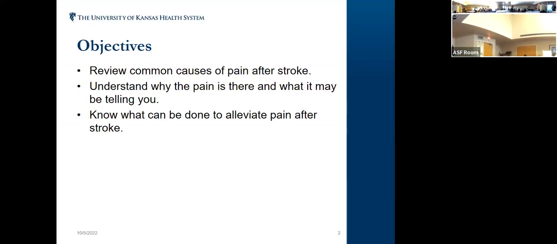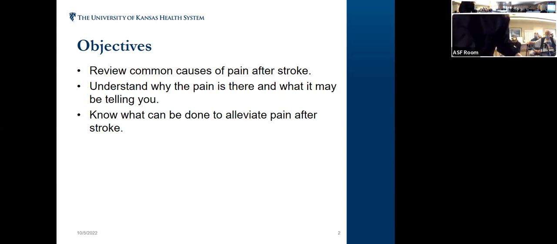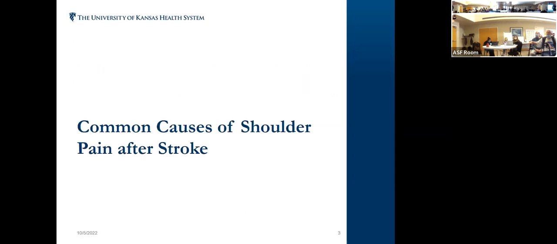Okay. So we're going to do some common reasons why you might have pain after stroke. Trying to understand why it's there and what it might be telling you, and maybe when you might need to go see somebody about it. And then just a couple things that we typically recommend for pain for some of the more common reasons after stroke. All right, so common causes first.